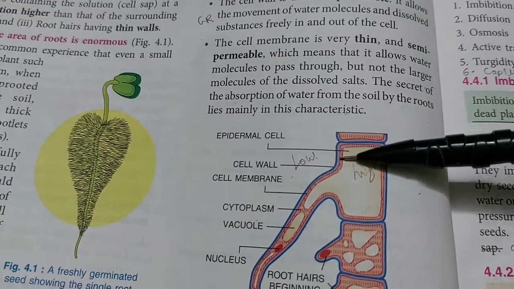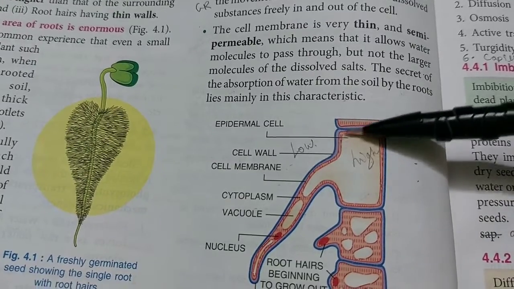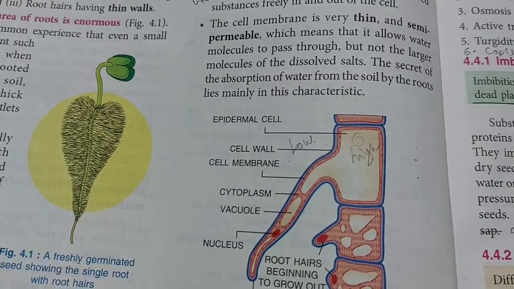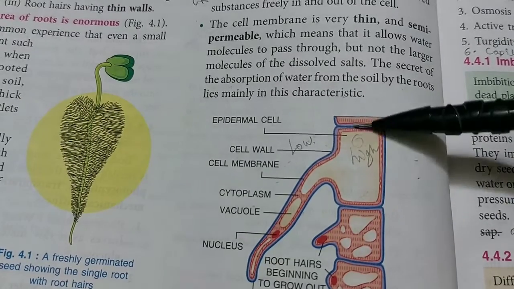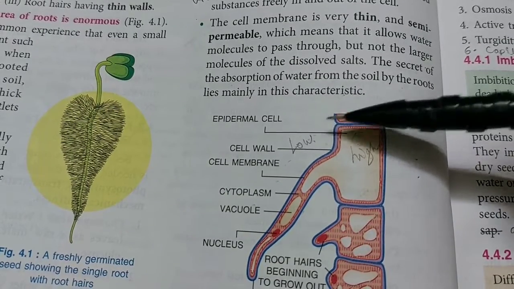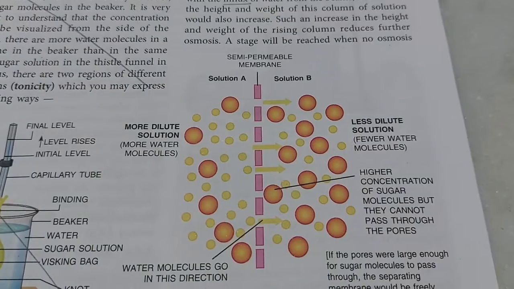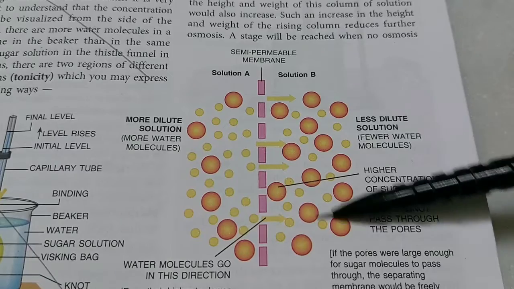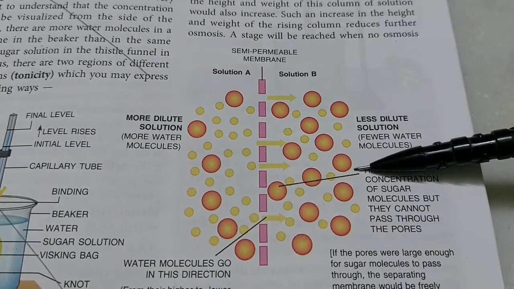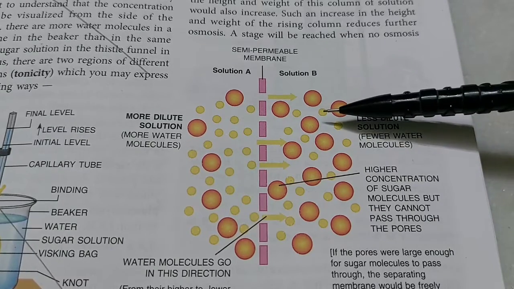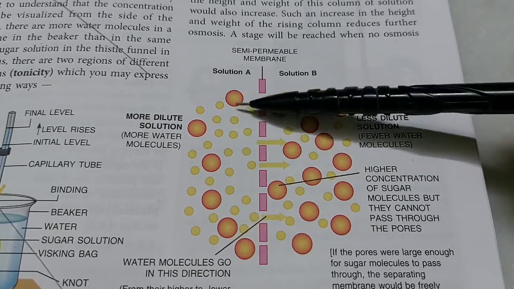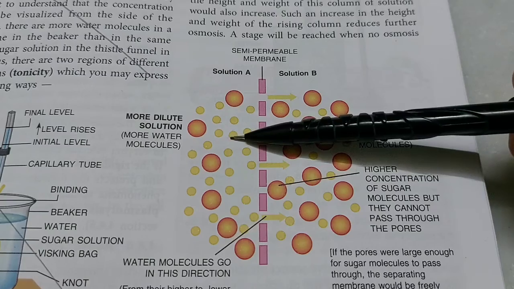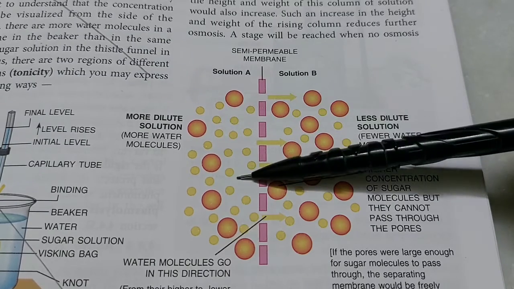But because there is a semi-permeable membrane, the cell membrane, the pores are too small, so the big salt molecules cannot pass through it. But still equilibrium needs to be achieved. So instead, water will enter inside. Something like this. The solution B, let's assume, is the cell sap solution, which is highly concentrated. Solution A is the neighboring soil, which has low concentration, dilute. You can see that there is a lot of water here.